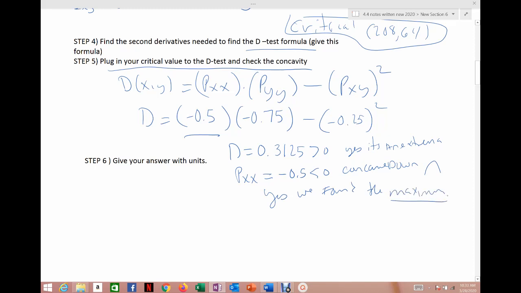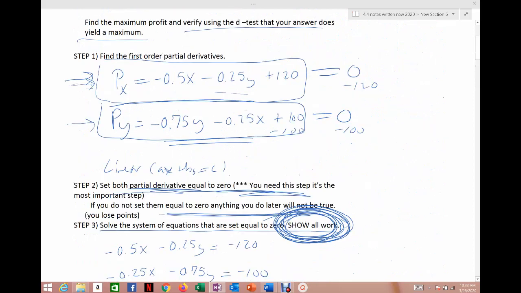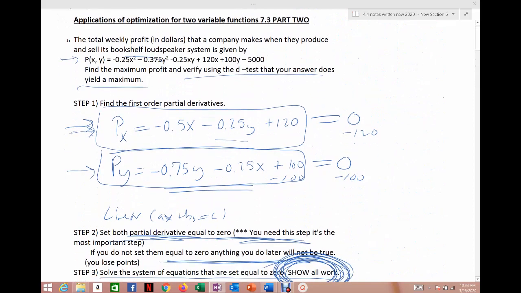Alright, and since it's the only one, it's got to be the absolute, right? Absolute maximum. And so give your answer with units. So what we're looking for is the maximum. So I'll go back and make sure I answer the question. Find the maximum profit, verify. So we did verify, so now all we have to do is find it.